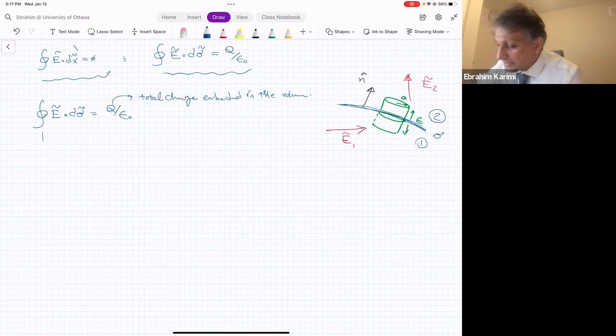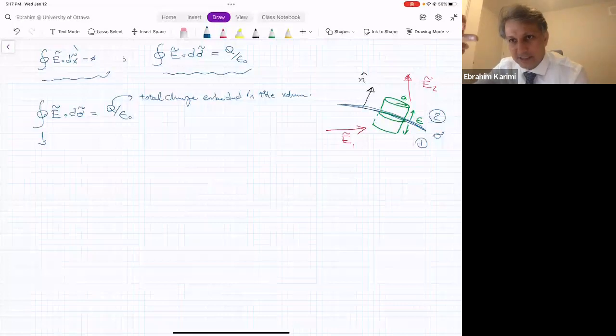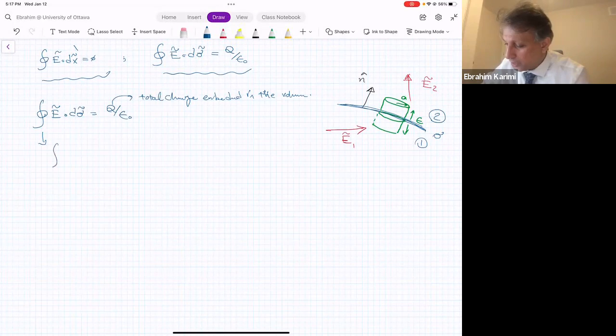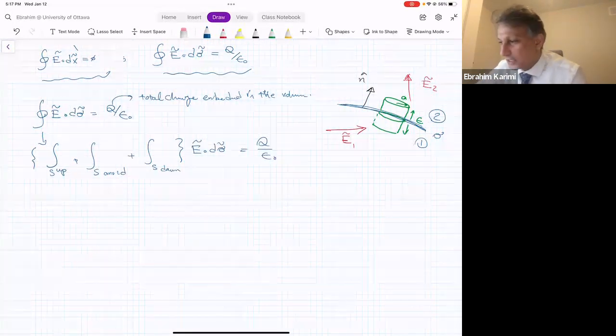So this integral is on the surface, and we have a cylinder. How many surfaces do we have for making a cylinder? 3 surfaces: up, lower, and around it, okay? So it will be on a surface up, on a surface around, and surface down, okay? Of electric field dot d sigma equal to the total charge inside divided by epsilon 0.